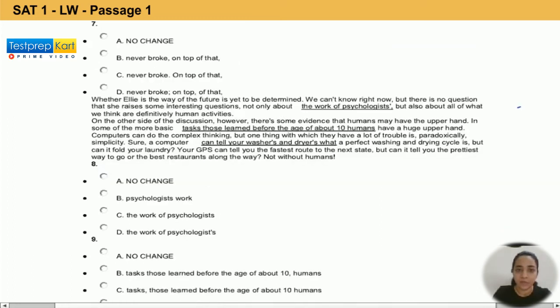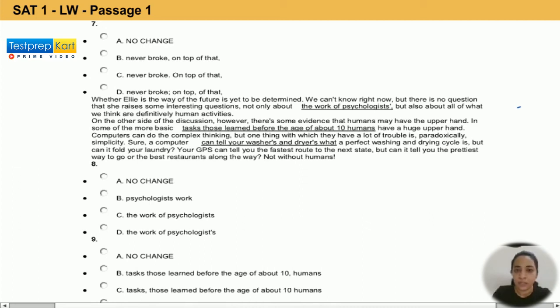New passage now, passage 3. Again we are discussing Ellie, right? Whether Ellie is the way of the future is yet to be determined. We can't know right now. So here we're talking about, let's read this part. There is no question that she raises some interesting questions, not only about the work of psychologists. So let's look at this. Here we're talking about the work of psychologists.